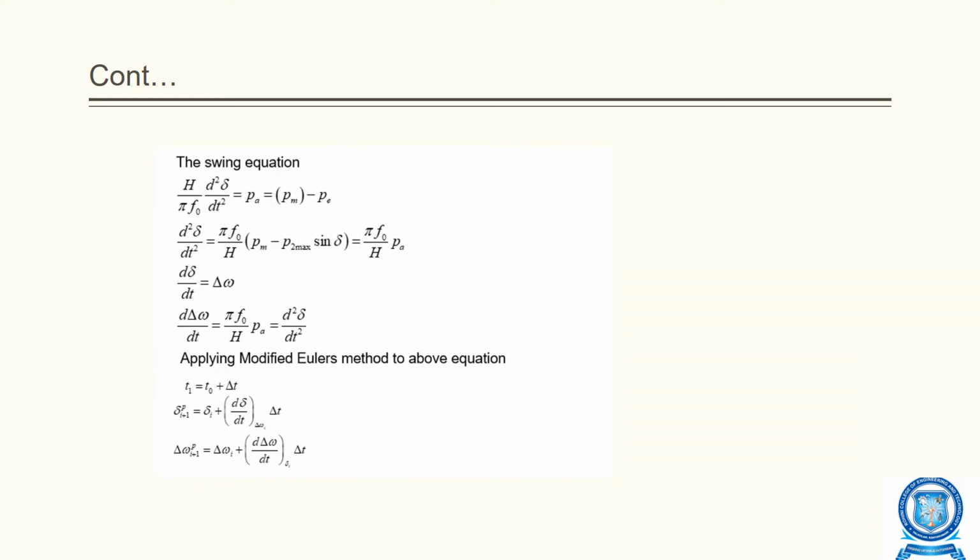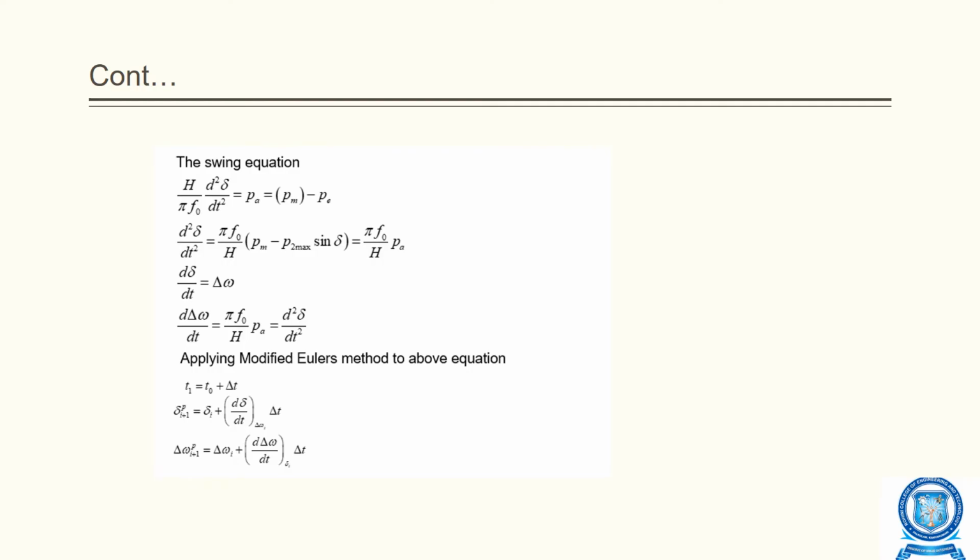So we know the swing equation is H by pi f naught d square del by dt square is equal to Pa, that is the accelerating net power, which is equal to Pm minus Pe, right? Now what you have to do is bring H by pi f naught to the other side. So you'll be getting d square del by dt square is equal to pi f naught by H into Pm minus P2 max sine del, and Pm minus P2 max sine del is nothing but Pa. So you can replace the term by Pa. The expression becomes d square del by dt square is equal to pi f naught by H into Pa.